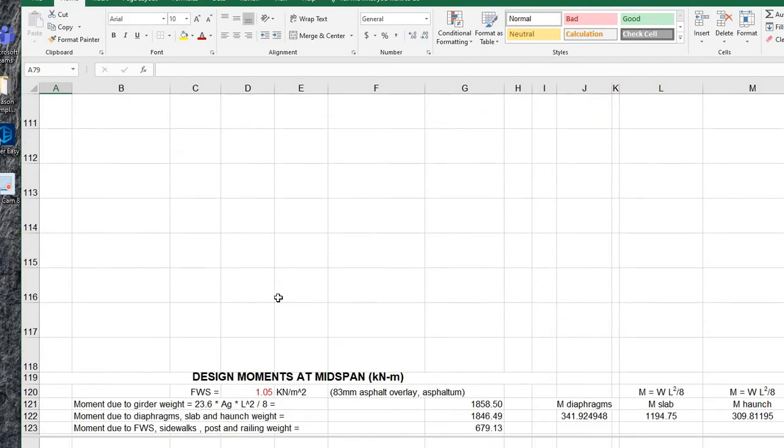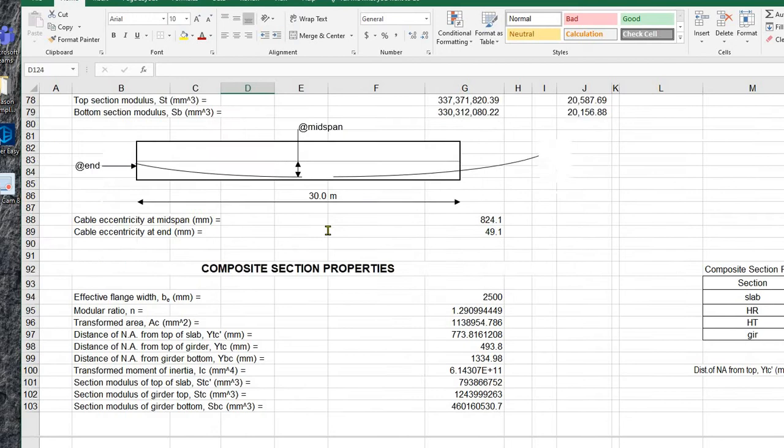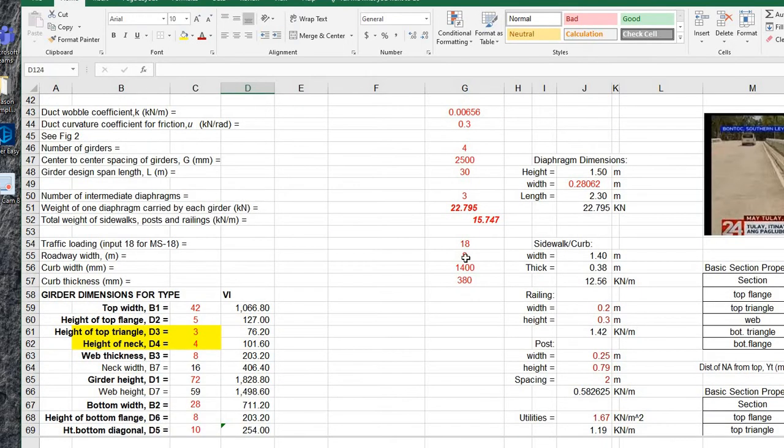So, balik tayo dito ngayon sa design moments at midspan. Moment due to girder weight, magiging WL squared all over 8 ang kalalabasan yan. So, ang ating L is yung 30 meters. Okay? Ito si L. Girder design span length L is 30 meters. So, split lang natin yan.